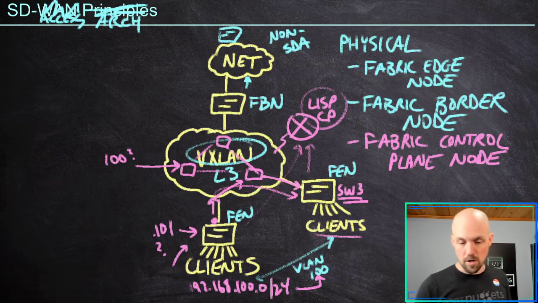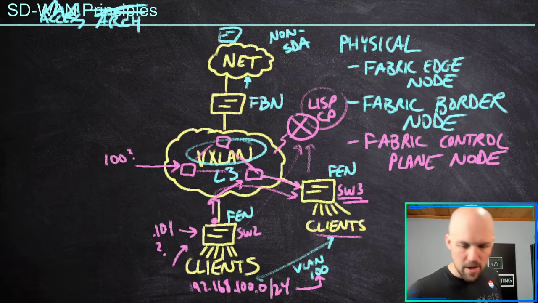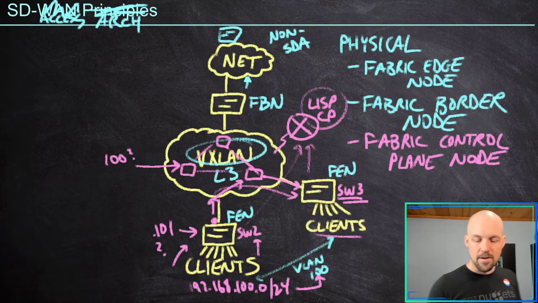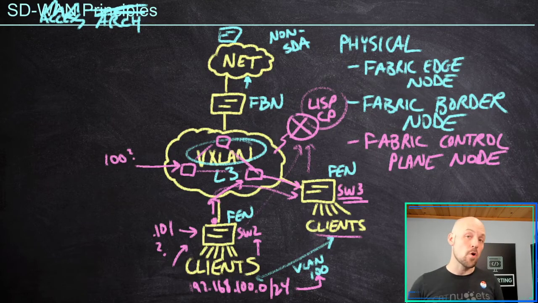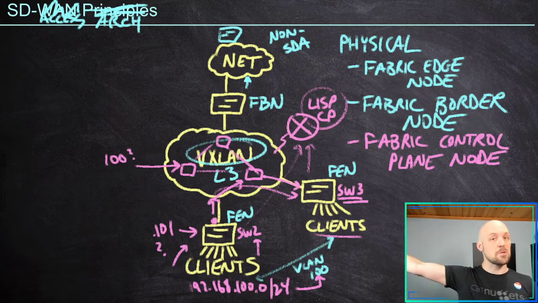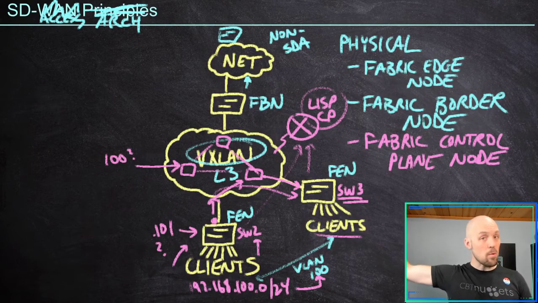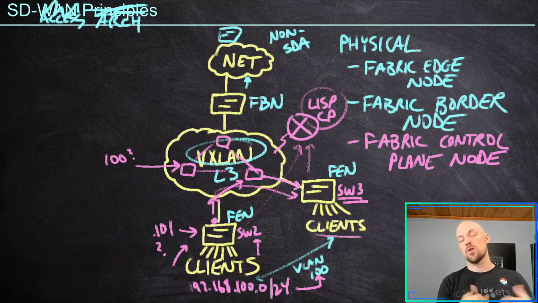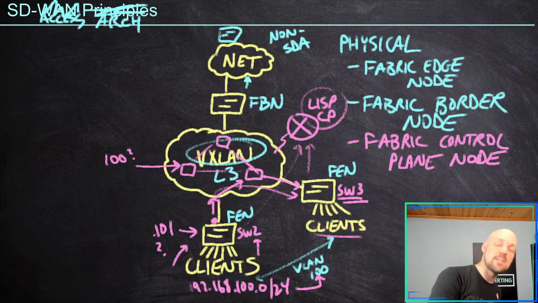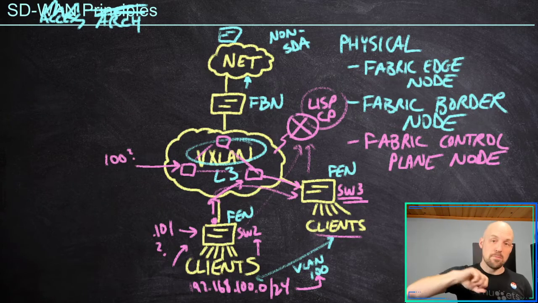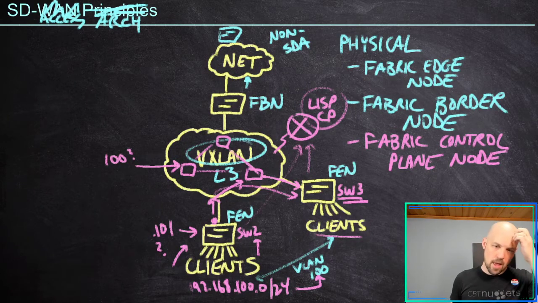So again, let's just call this switch 2. When switch 2 gets a packet in towards an IP address that it doesn't know, it's going to send a message to that LISP control plane node and say, hey, I'm trying to get to .150. Where's .150? And that control plane node is going to send back and say, oh, .150 is attached to switch 3. So I know to encapsulate that and send it on to switch 3.